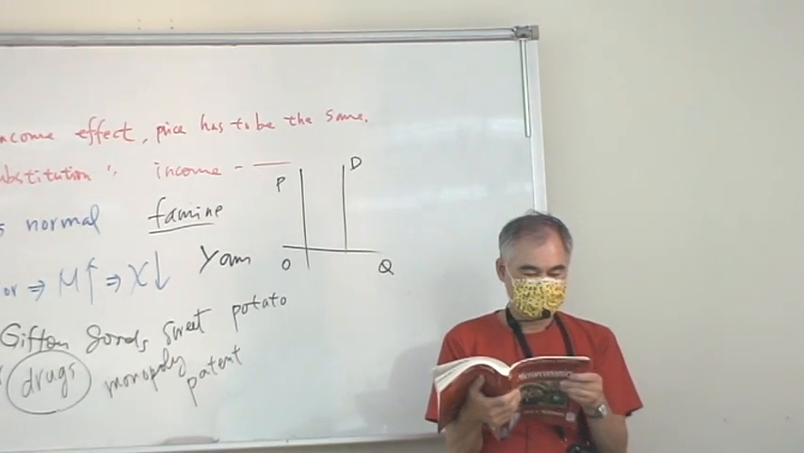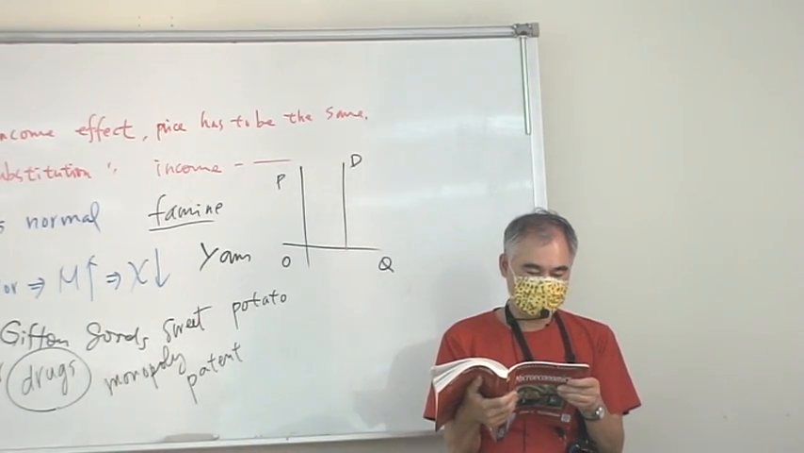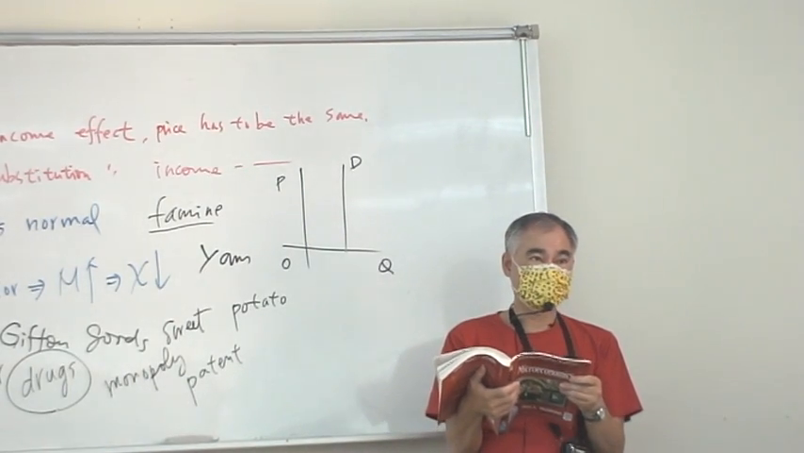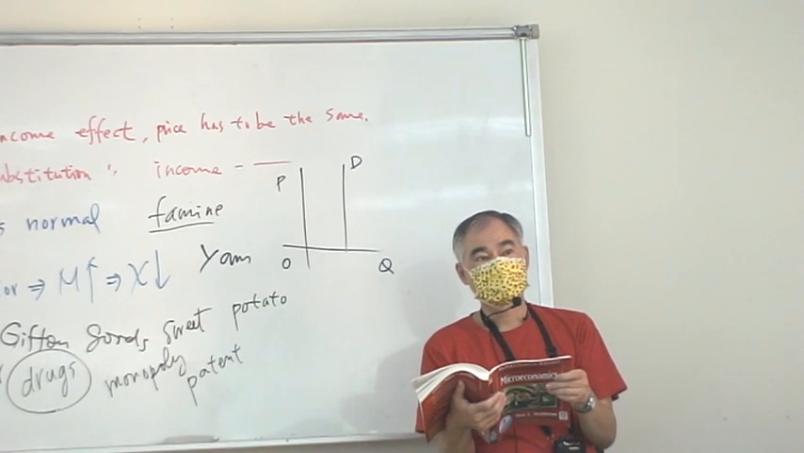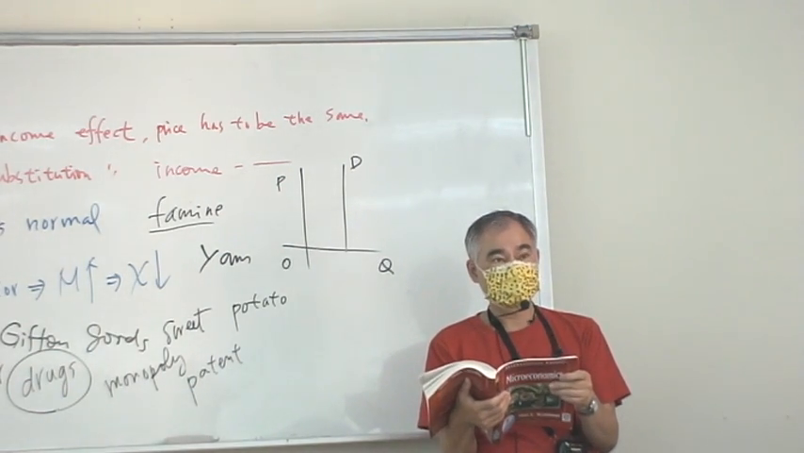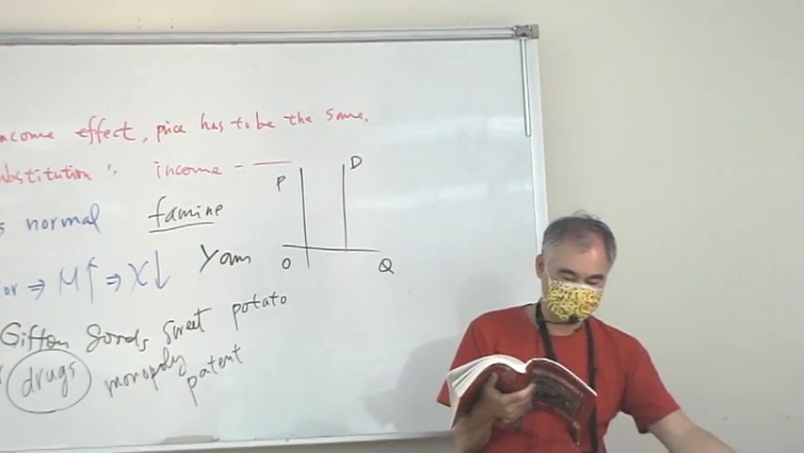B. Technological discovery that enables more silver to be mined with the same labor and equipment. What happened? Supply increases. Okay, so price of silver goes down, and quantity goes up.